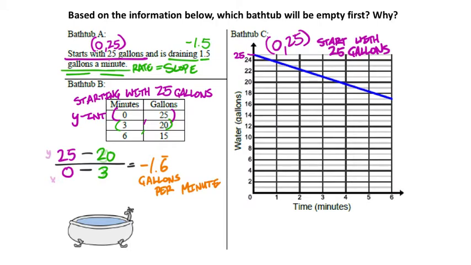Now, just from these two bathtubs, bathtub A is draining at 1.5 gallons per minute. And again, the negative just tells us it's draining. Bathtub B is going at 1.6 repeating gallons per minute. Right now, bathtub B has a higher drain rate than bathtub A. So right now, bathtub B will be empty first between these two. But let's look at bathtub C before we make our conclusion, okay?